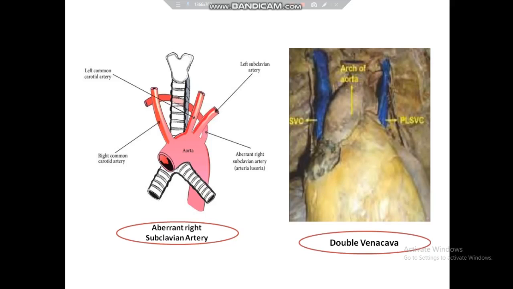Some congenital anomalies may occur in the veins also, the great veins. We know that the vena cava, either superior or inferior, usually develops from the venous systems on the right side. The left system veins mostly disappear, but sometimes they may remain persistent and join together to form a left-sided vena cava. That condition is known as double vena cava.